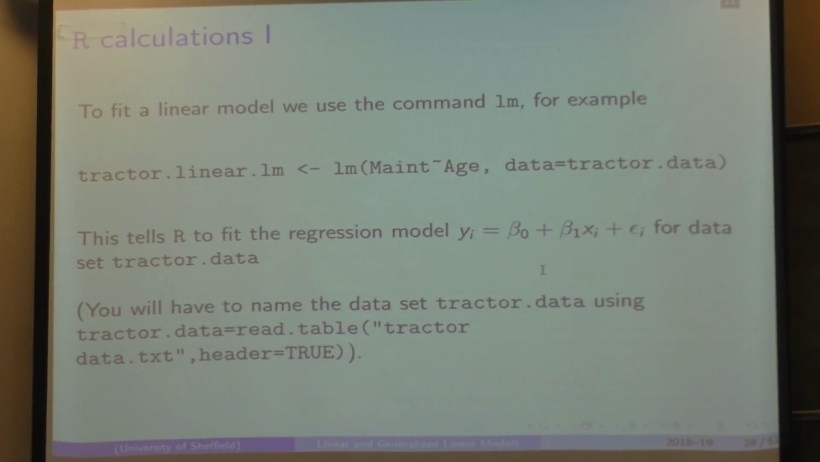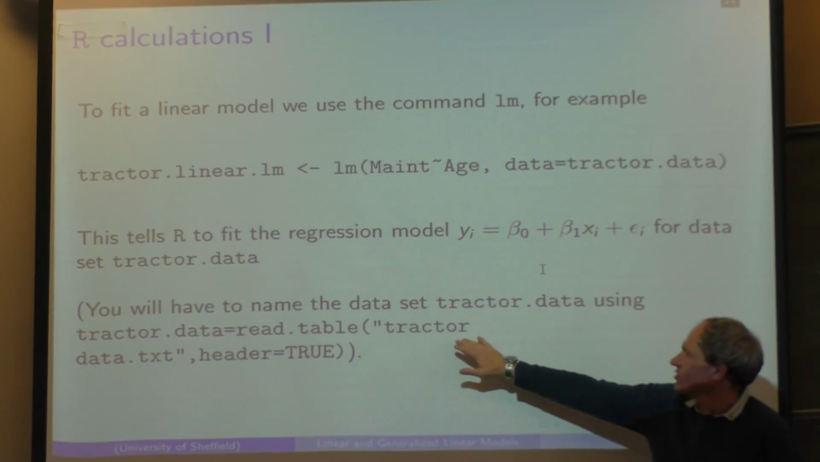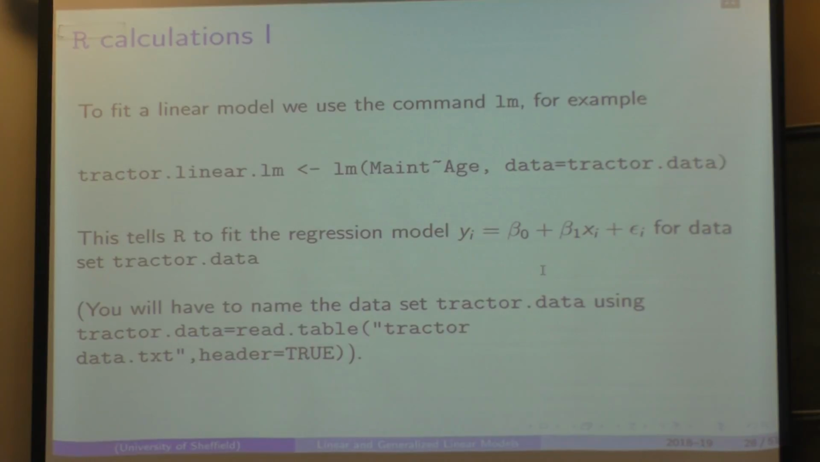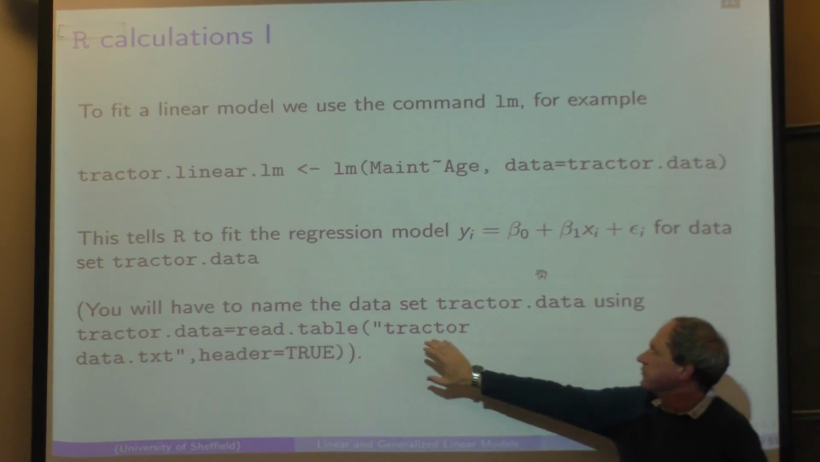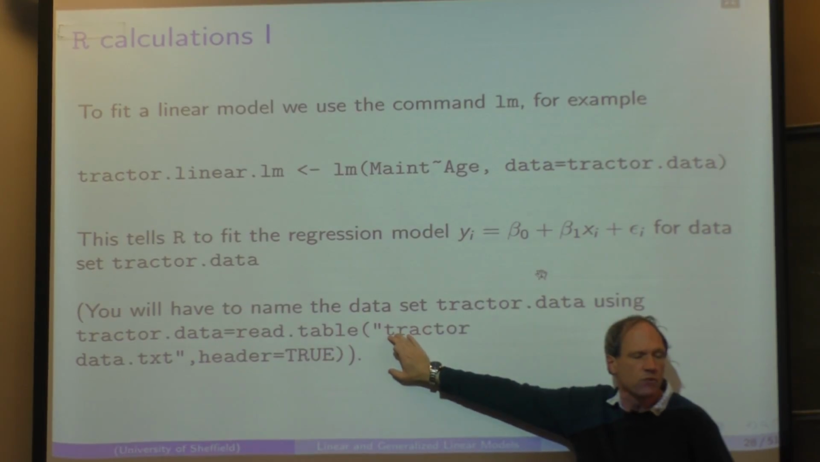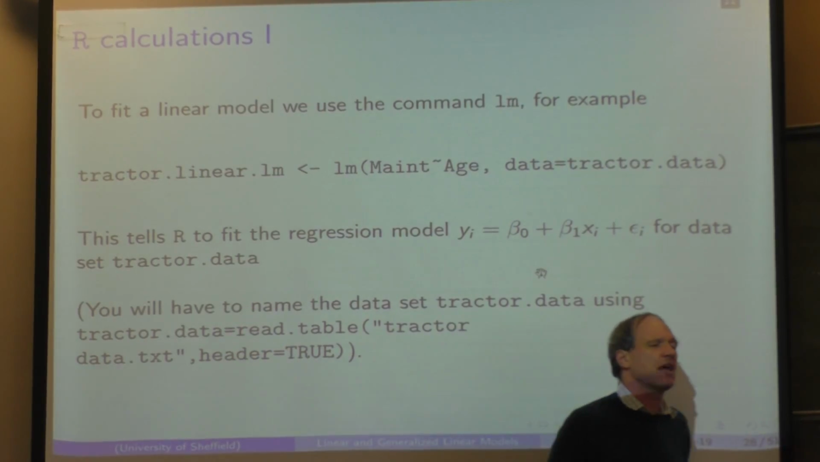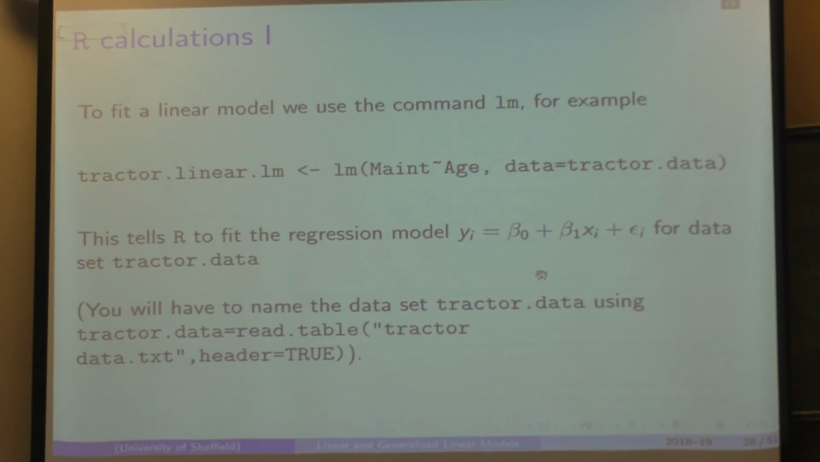Okay, so as I said, R has to know about this dataset tractor.data. This command that I've put at the bottom of the page is one way of telling R about it. So if the tractor data is available to R, if it's in the folder where your R is in your R working directory, then this command will actually give it the name tractor.data, and then you'll be able to use that as a data set.